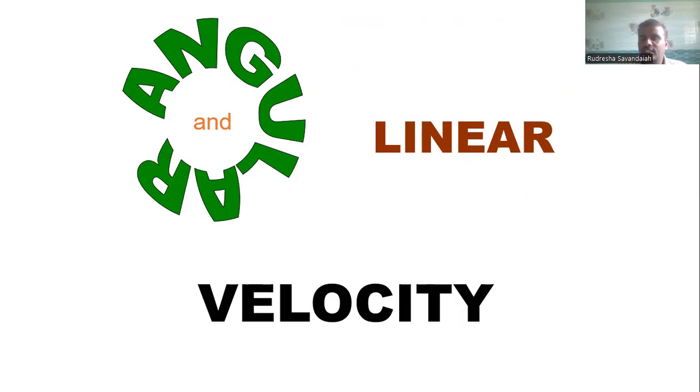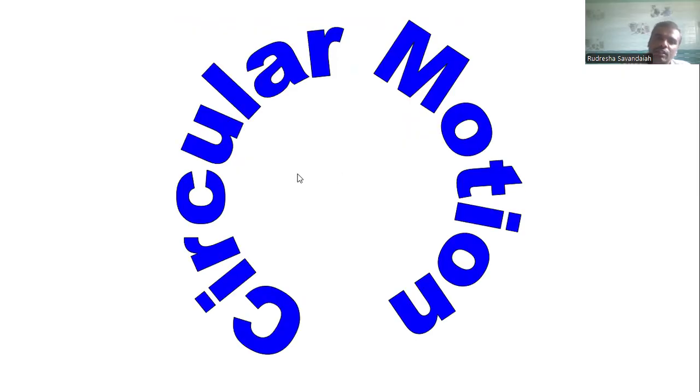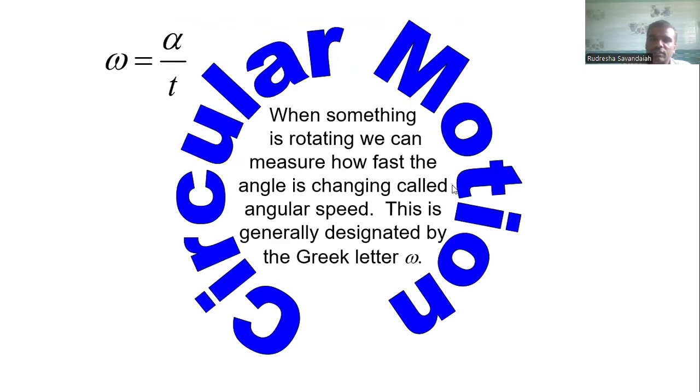Next we go for linear velocity. Circular motion is always calculated using omega: omega equals alpha by t. When something is rotating, we can measure how fast the angle is changing, called angular speed. This is generally designated by the Greek letter omega.